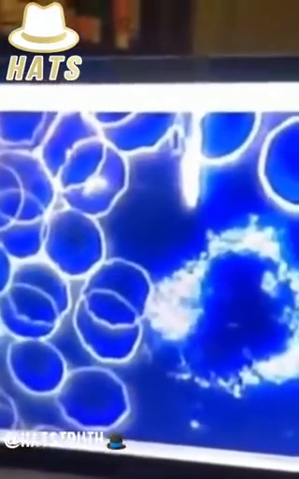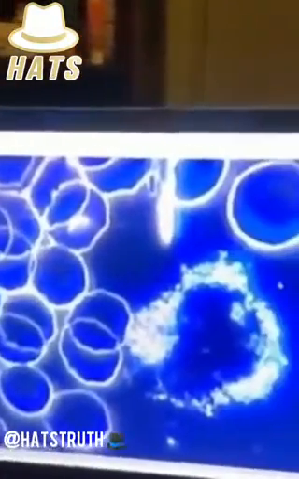Okay, and this here is what, Dr. Peggy? A white blood cell, but it's destroyed. This is a white blood cell that has been totally destroyed in a vaxxed person.